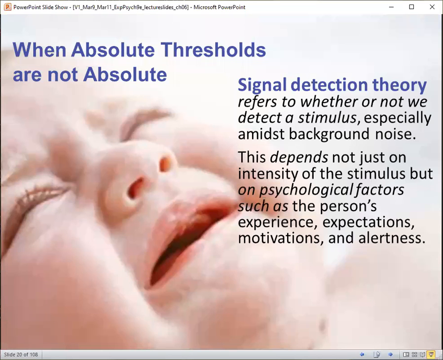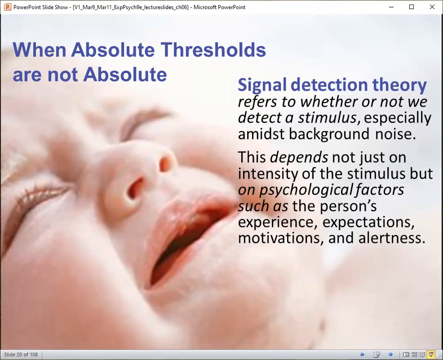Now, when absolute thresholds are not absolute, I have a couple of slides here on this notion of signal detection theory. Signal detection theory refers to whether or not we detect a stimulus, especially amidst the background noise. So we have a signal, and then there's a background noise that can sort of block that signal. The idea with signal detection theory is that your ability to manage that threshold is not absolute. It can change.